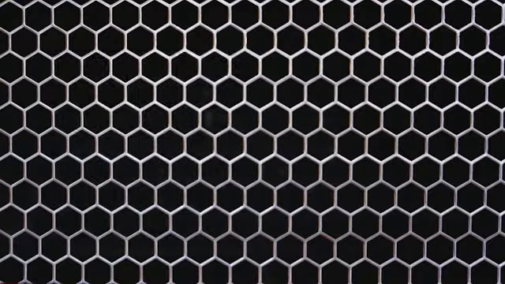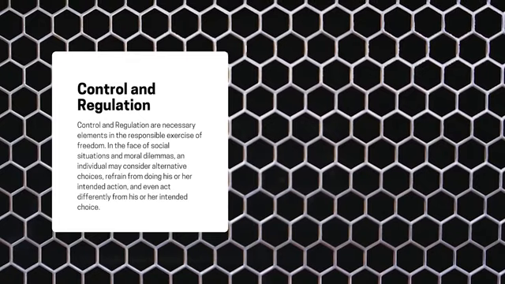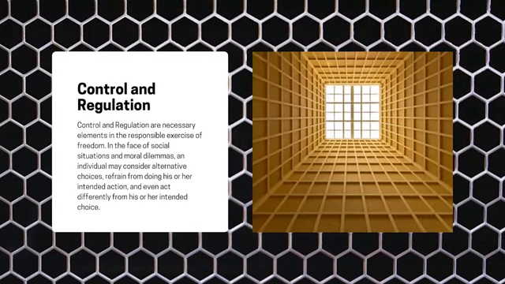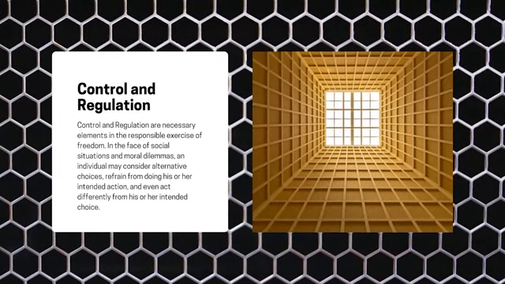Next would be control and regulation. Control and regulation are necessary elements in the responsible exercise of freedom. In the face of social situations and moral dilemmas, an individual may consider alternative choices, refrain from doing his or her intended action, and even act differently from his or her intended choice.